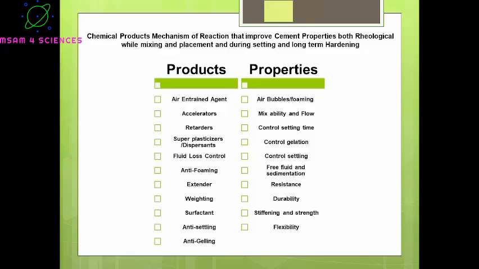Dear ladies and gentlemen, this is the last topic that is related to Portland cement chemistry. So in this video we will talk about the chemical products that react with cement slurry and contribute to the improvement of cement stability, homogeneity, controlling setting time, rheology, and enhance the final set cement matrix mechanical properties.